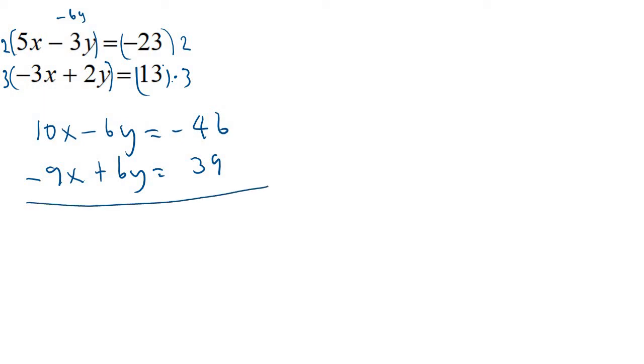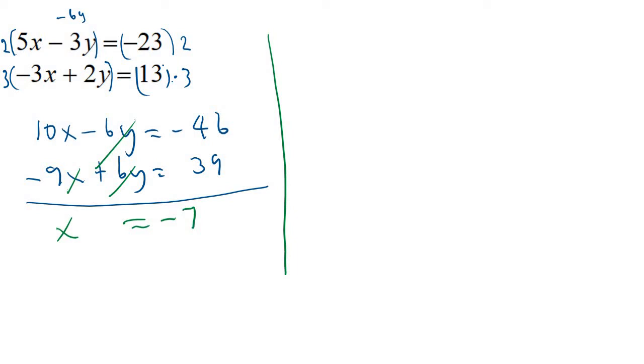So now if I add them together, the y will cancel out. The x would add up to be x. The 10x minus 9x is just x, but the y's will cancel out. And then I will have -46 plus 39, which will give me -7. So x is -7.